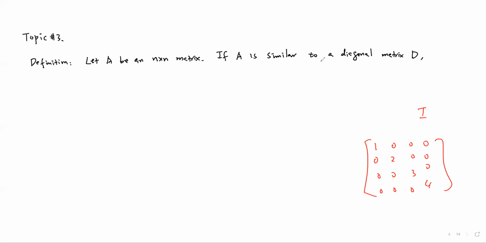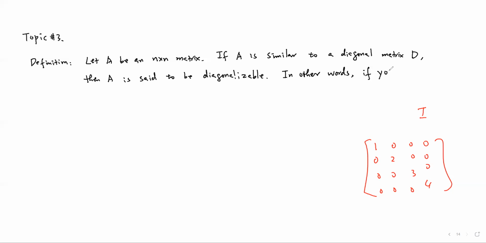If matrix A is similar to a diagonal matrix, then A is said to be diagonalizable. In other words, we can diagonalize matrix A.